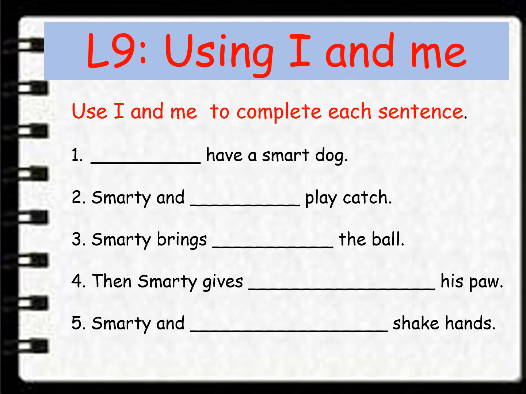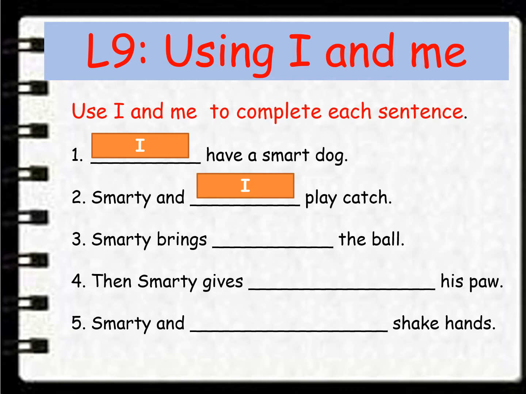Okay, let's try this. Using I and me. Use I and me to complete each sentence. Number 1. Blank have a smart dog. What do you think? Is it I or me? It is I because it is the subject of the sentence. Number 2, Smarty and blank play catch. Remember, if you are talking of another person and yourself, you're going to use I. So the answer is I. Smarty and I play catch.